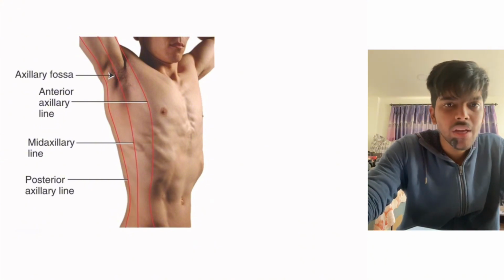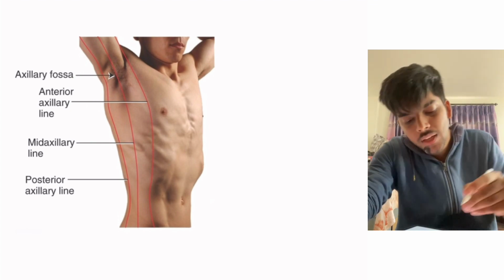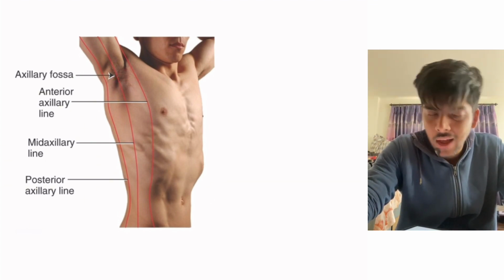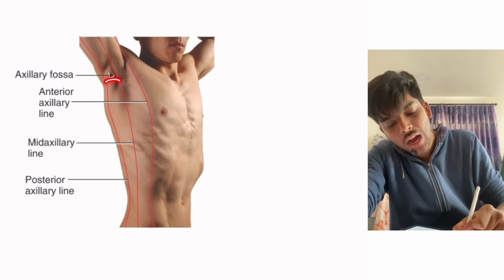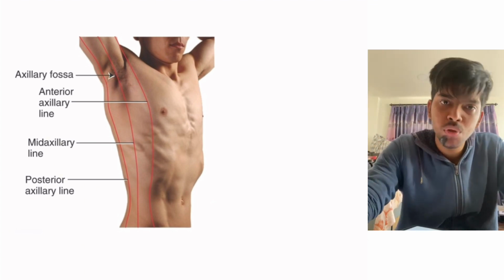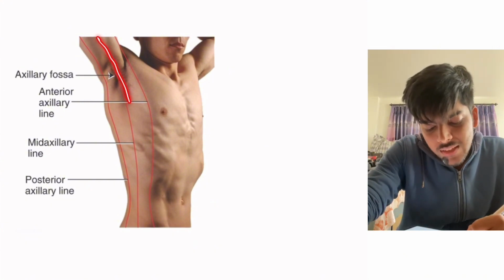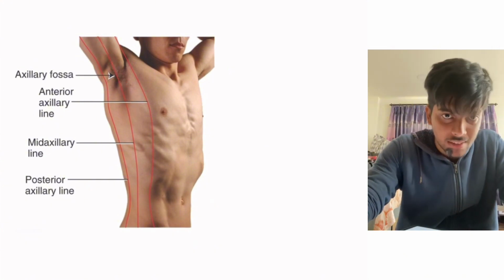So there are three major lines that you need to know. One that is present in front of the axillary fossa, which is the anterior axillary line. One that is present behind the axillary fossa, which is the posterior axillary line. And one that passes through the middle of the axillary fossa, which is called the mid-axillary line.